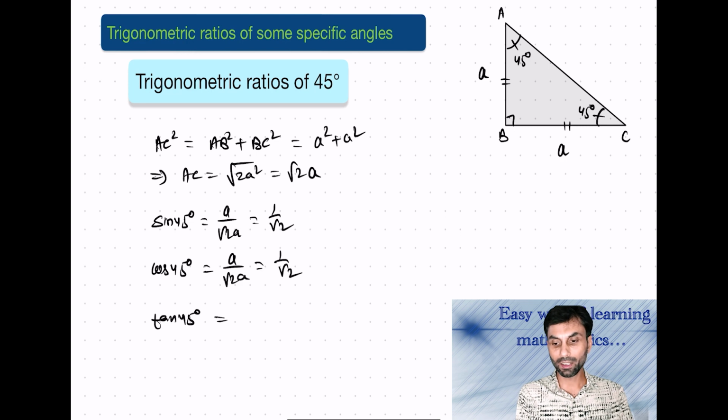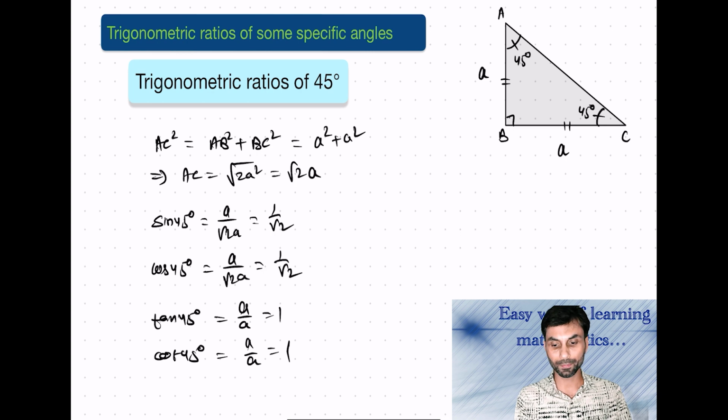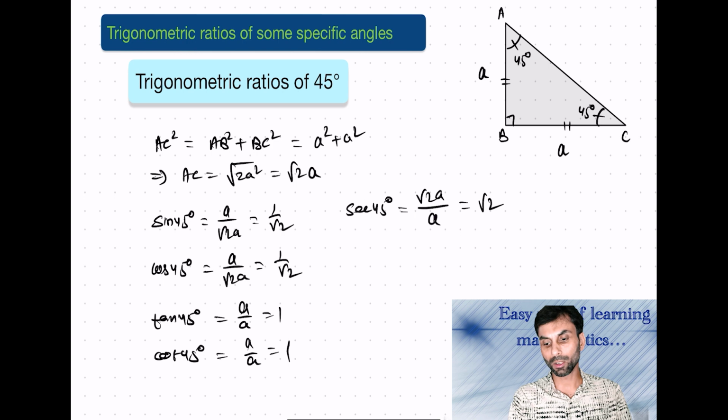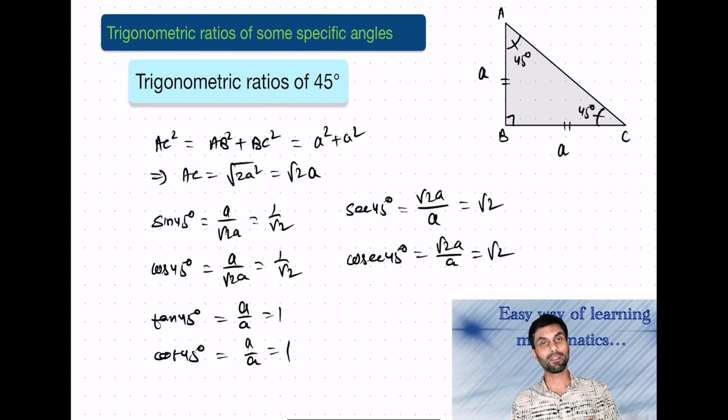Tan 45 degree will be opposite upon adjacent, which is A upon A, that is 1. Cot 45 degree will be equals to adjacent upon opposite, as both are equal, it will be 1. Then sec of 45 degree, which will be hypotenuse upon adjacent, and the value of it will be root 2. And cosec of 45 degree will also be root 2A upon A, that is root 2. And we got the value for all trigonometric ratios when the angle is 45 degree.